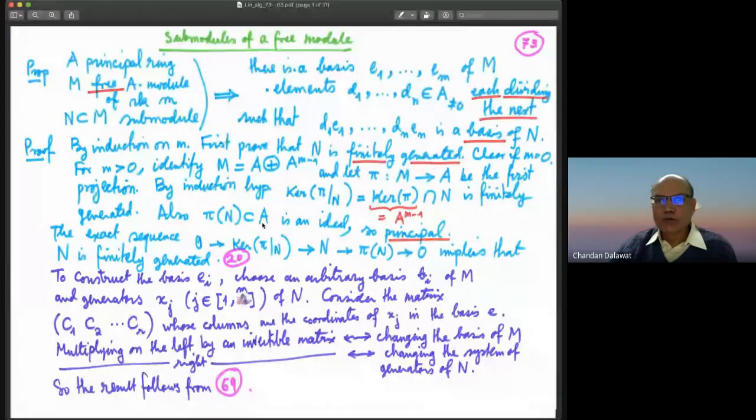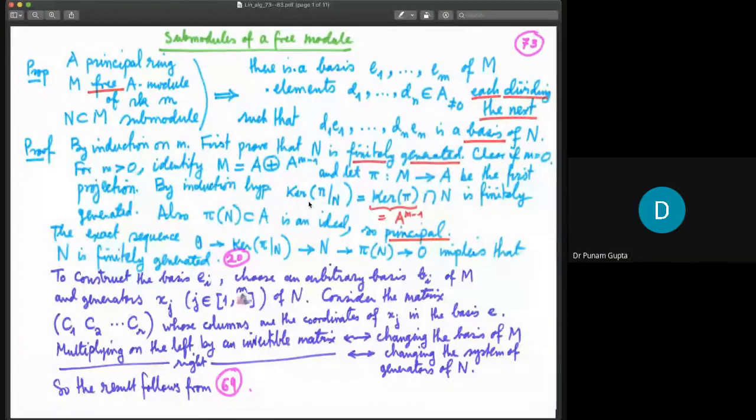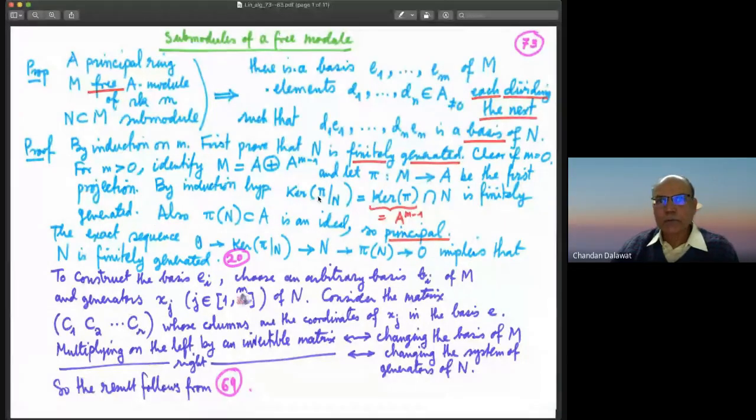Can you see the new slides? Yes. Okay, good. Okay. So now I'm going to derive quite a few corollaries from this theorem which we have just established. Okay, the first corollary is the following.